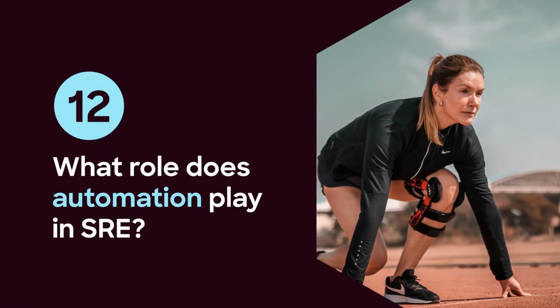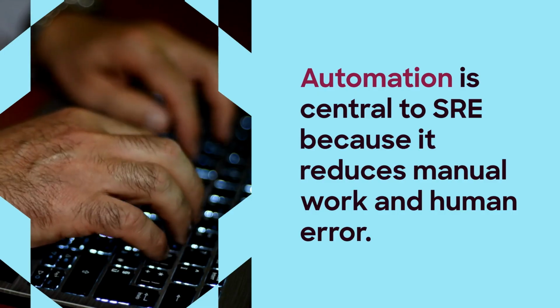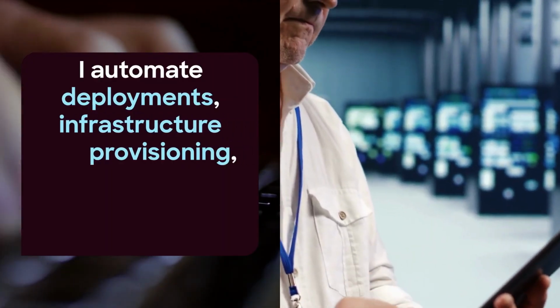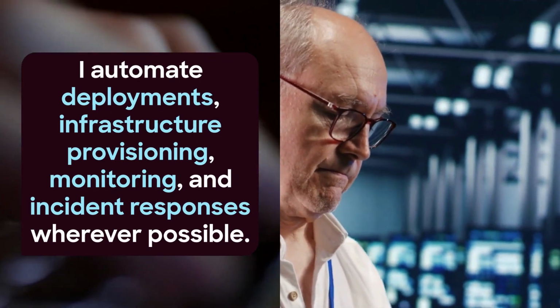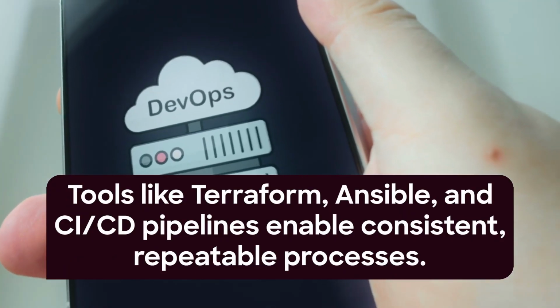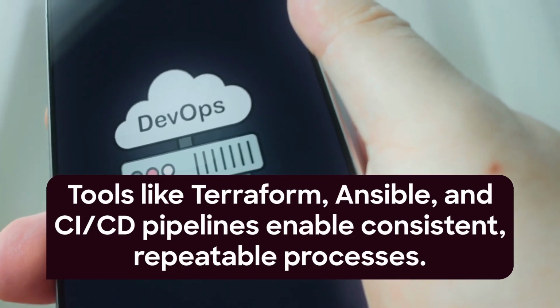12. What role does automation play in SRE? Automation is central to SRE because it reduces manual work and human error. I automate deployments, infrastructure provisioning, monitoring, and incident responses wherever possible. Tools like Terraform, Ansible, and CI/CD pipelines enable consistent, repeatable processes.